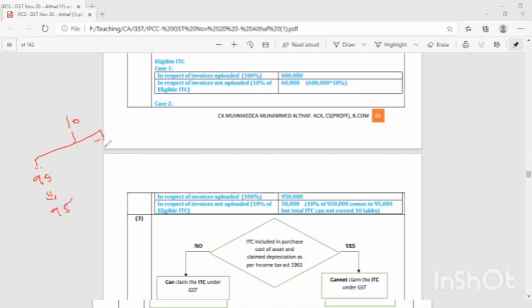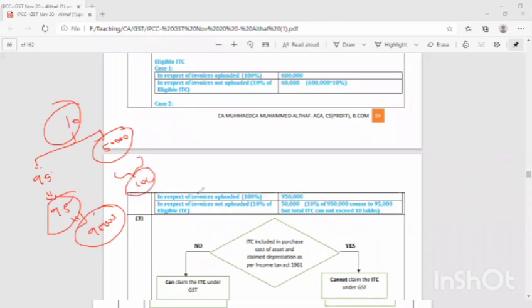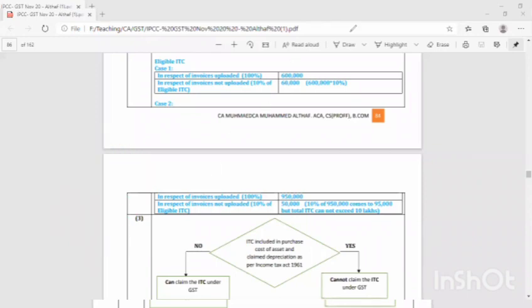With respect to the 50,000, how much can he take? Effectively speaking, 10% of the 9.5 lakh comes to 95,000. But he cannot take the 95,000. He can take only 50,000, because if we take 95,000 plus 9.5 lakh, that comes beyond 10 lakh. That should not happen. So he can take 50,000, total 10 lakh. That is the example that you can go through. That is Rule 36.